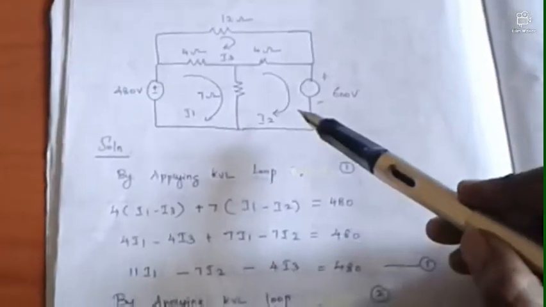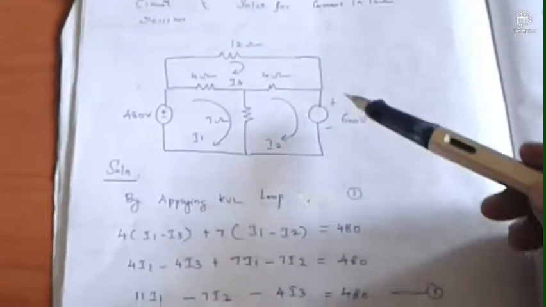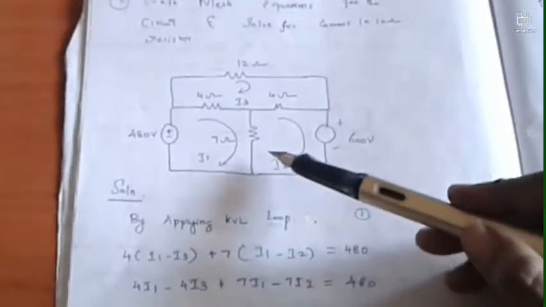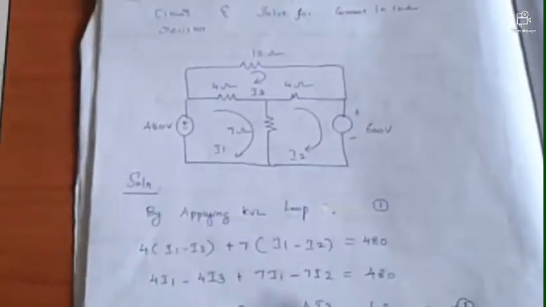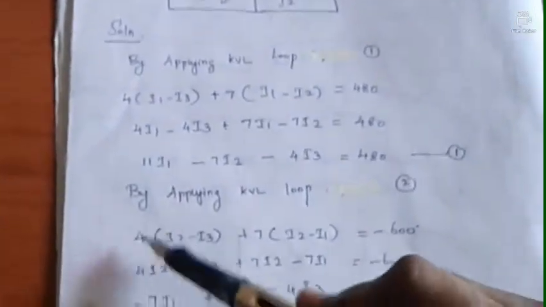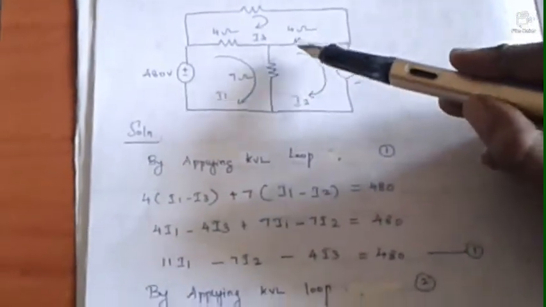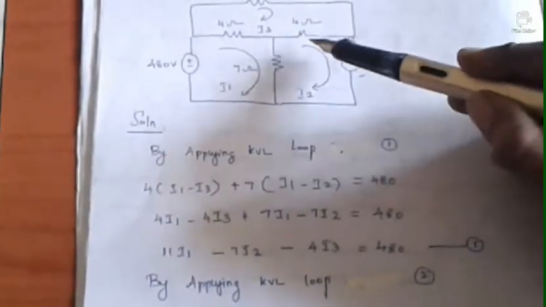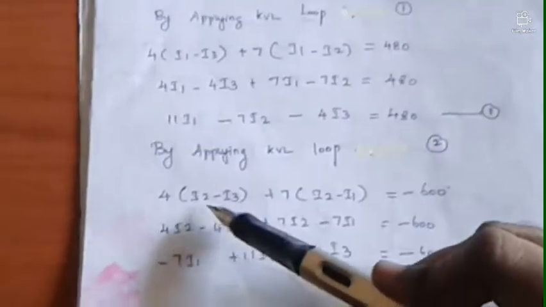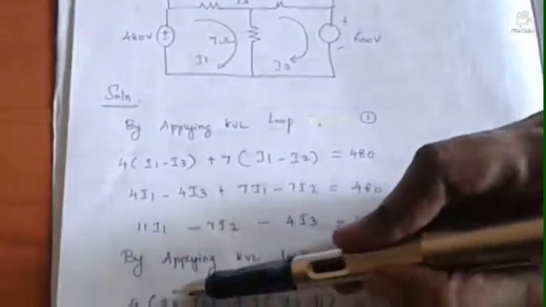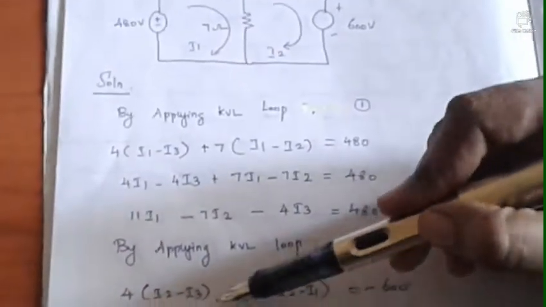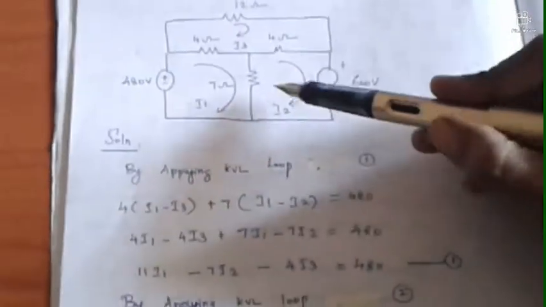Now applying KVL to loop 2. This is our loop 2. In this loop the elements are a 4 ohm resistor, a 600 volt battery, and a 7 ohm resistor. Across the 4 ohm resistor, the potential I have to write as 4 into the currents acting, I3 current and I2 current. Both are acting in opposite directions. So 4(I2 minus I3). Whichever loop you are discussing, that current must dominate. Here I2 is the loop we are discussing, so I2 minus I3, plus across the 7 ohm resistor.